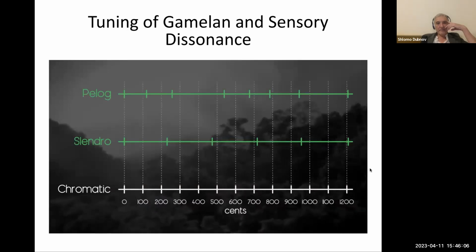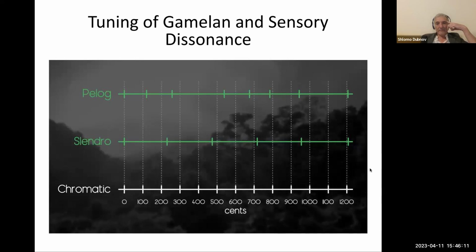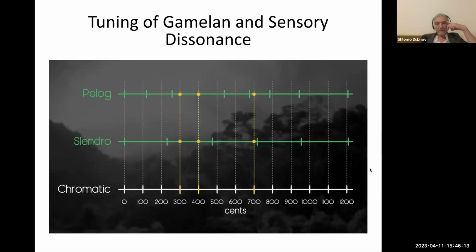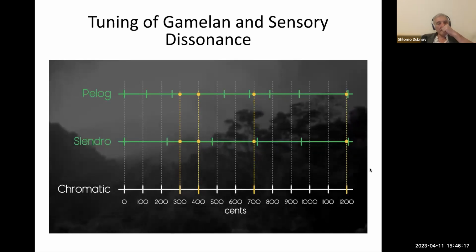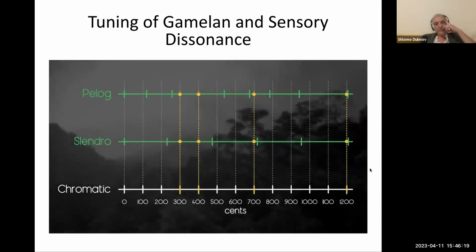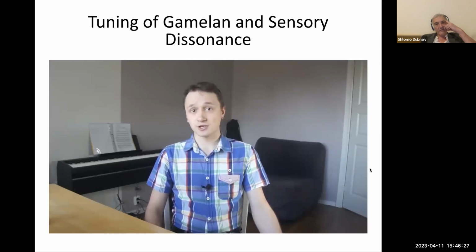If you compare them with the chromatic scale that we use, we can see that there are no familiar intervals, no fifths, no thirds, and even the octave is a bit off. Because of that, there are no familiar scales, chords, and chord progressions. So there is no point in analyzing gamelan with Western music theory. This really makes gamelan unique, and this tradition emerged naturally, just like the Western.